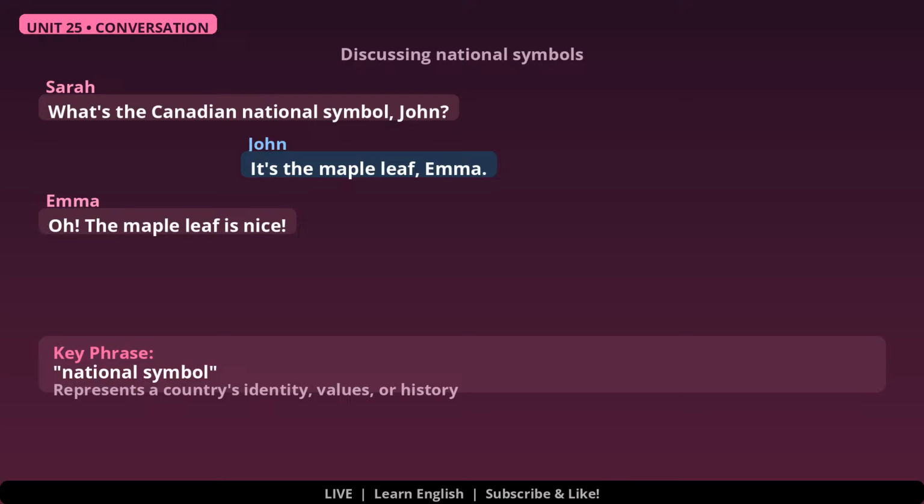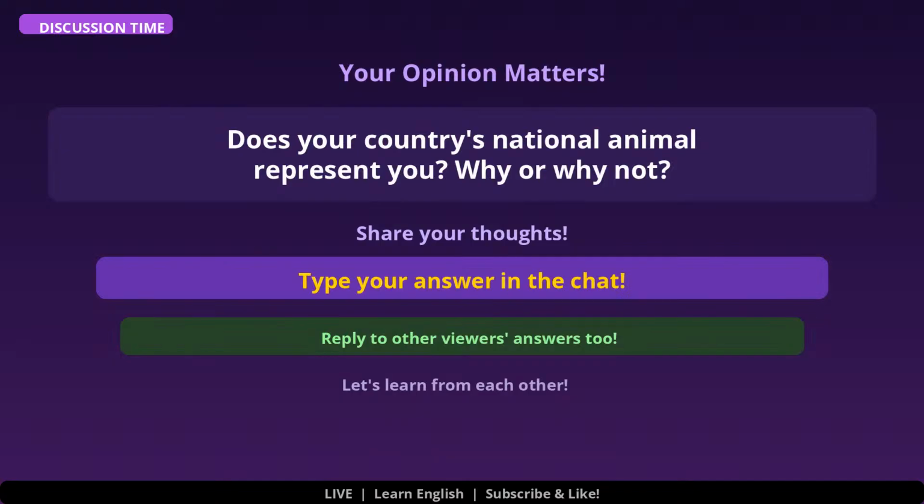The key phrase is national symbol. It means something that represents a country's identity, values, or history. Here's something to think about. Does your country's national animal represent you? Why or why not? Share your thoughts. See what others are saying and join the conversation.